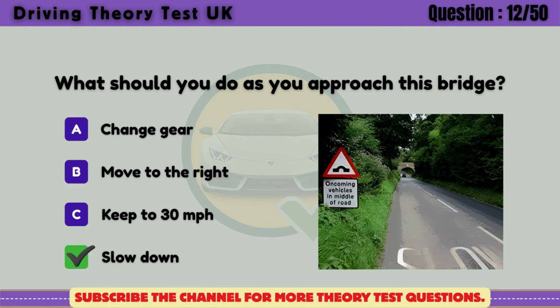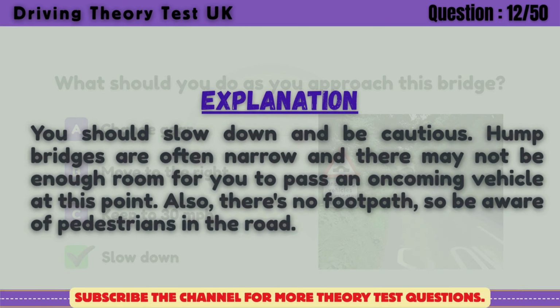Answer is D. Slow down. You should slow down and be cautious. Hump bridges are often narrow and there may not be enough room for you to pass an oncoming vehicle at this point. Also, there's no footpath, so be aware of pedestrians in the road.